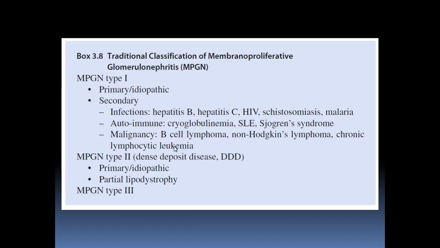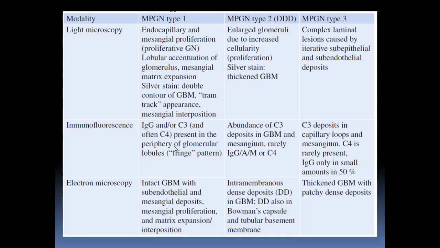So the type 1 MPGN can be primary or idiopathic, it can be secondary because of infections, or it can be a dense deposit disease in MPGN type 2. The MPGN type 2 is also called a dense deposit disease. It is usually primary or idiopathic. MPGN type 1 and type 3 are usually secondary, in which infections or entities like autoimmune can be playing the role.